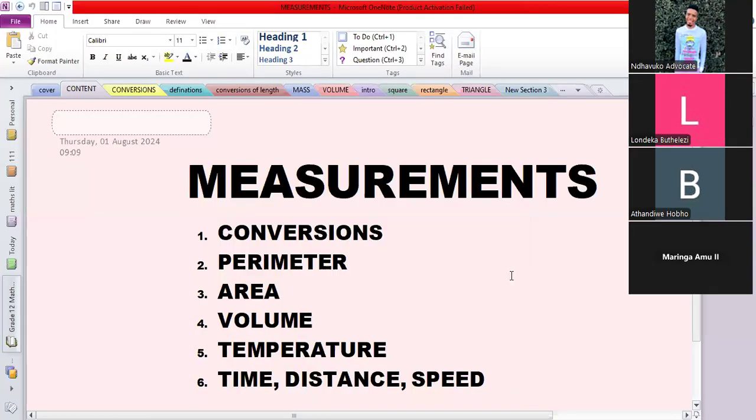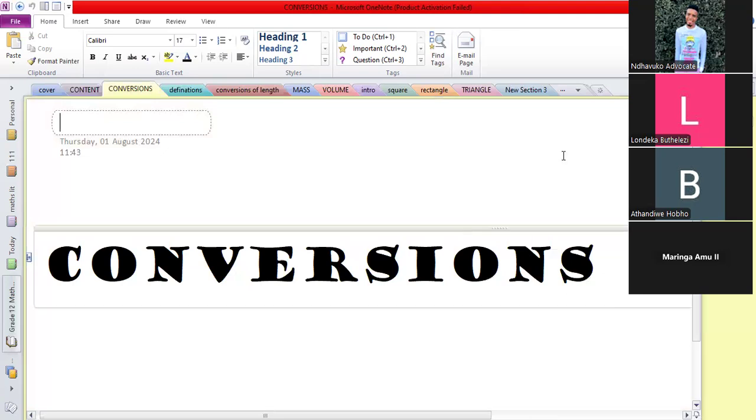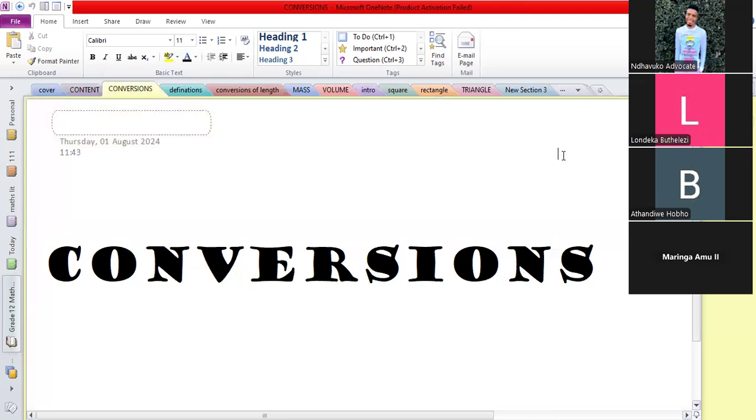Okay, we're discussing measurement, and the first thing that we discussed yesterday was conversions. Then the second thing was perimeter. The third thing was area. The fourth thing was volume. And today we're gonna be discussing a bit of volume, temperature, and if time allows us, we're gonna still discuss time, distance, and speed. So before everything, I want to do a small recap, a small revision about what we've discussed, because I've not destroyed yesterday's lesson on conversions.